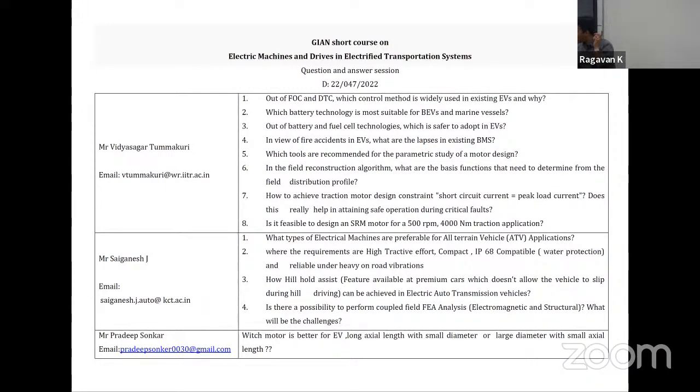This is from Sai Ganesh. What types of electric machines are preferable for all-terrain vehicle applications? That's a very broad and open-ended question. Generally speaking, if you see ATVs, I believe John Deere actually did some work with special transmissions as well. Because you're going for high torque motors, and ATVs are not very high speed, they're all typically going to be high torque.